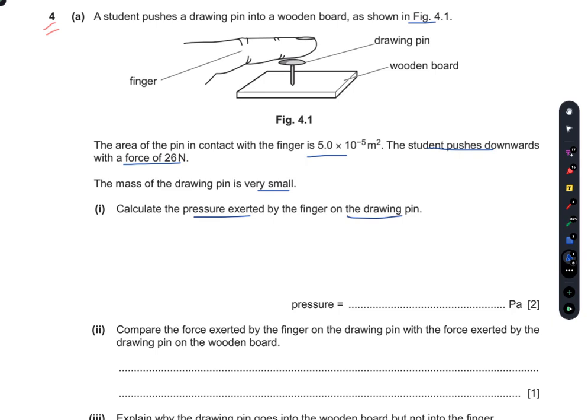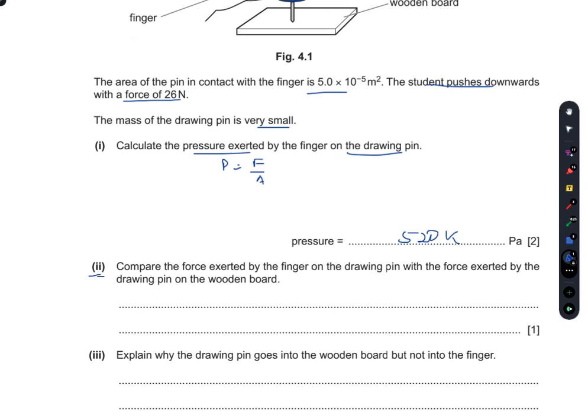So the pressure exerted by the finger on the drawing pin. Pressure is equal to force per unit area. So you do the maths here: 26 divided by 5.0 times 10 raised to power negative 5. So that is 520,000 pascals, or you can write 520 kilopascals.